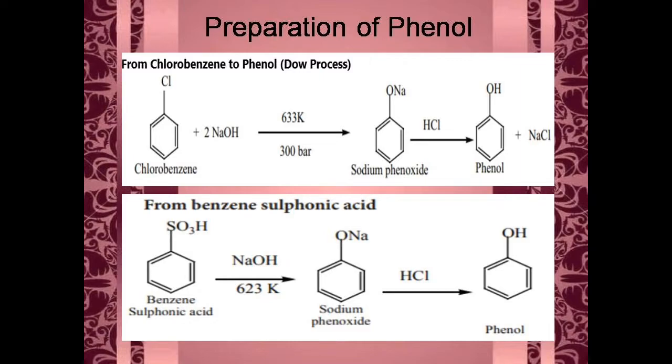The next one is from benzene sulfonic acid. The benzene sulfonic acid is reacted with sodium hydroxide under 623 Kelvin. First of all, we get sodium phenoxide. Afterward, when the sodium phenoxide reacts with HCl, the Cl alone reacts with the sodium. Afterward, we get phenol as a product.